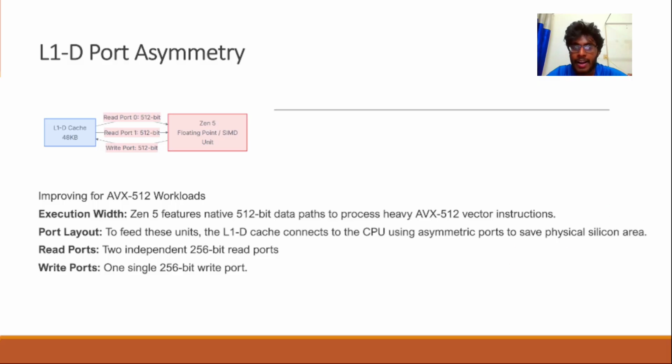Port asymmetry. This is a key architectural trade-off to feed those 512-bit vectors. The L1D has two 256-bit read ports and one 256-bit write port. Why the asymmetry? Because code statistically performs way more loads than stores. Two read ports allow a full 512-bit load in just one cycle, but a 512-bit store mathematically cannot fit through the single 256-bit port in one go. So it takes 2 cycles. It's a calculated sacrifice to save physical silicon space while keeping the most common operations fast.